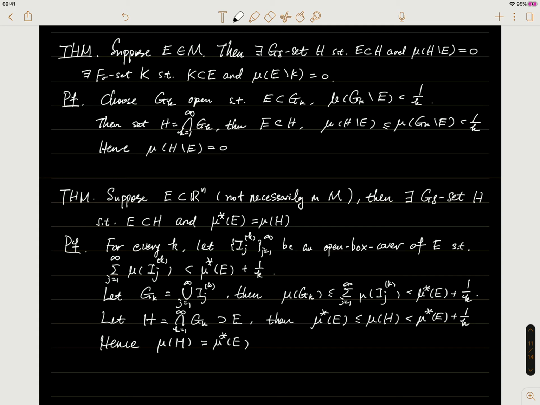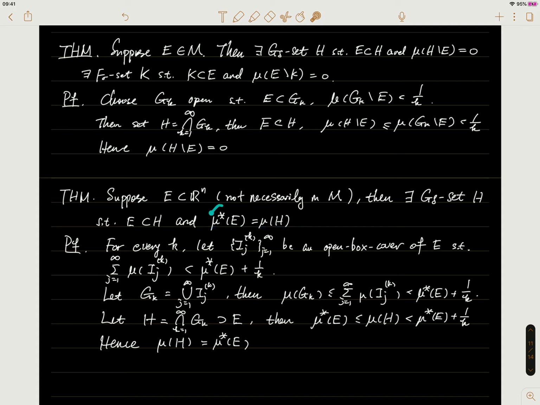Okay. So actually, we can have something similar for a non-measurable set, but the conclusion is slightly different. The setup is this: we have a set E, not necessarily measurable. In this case, we can still find a G delta set H that includes E, and it has the same measure as the outer measure of E.